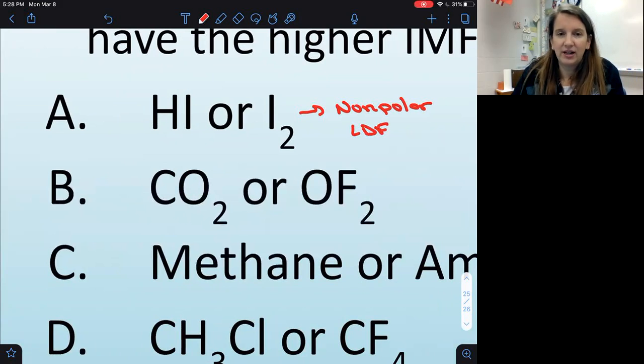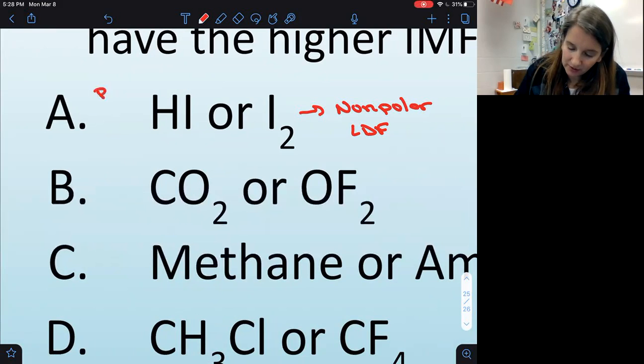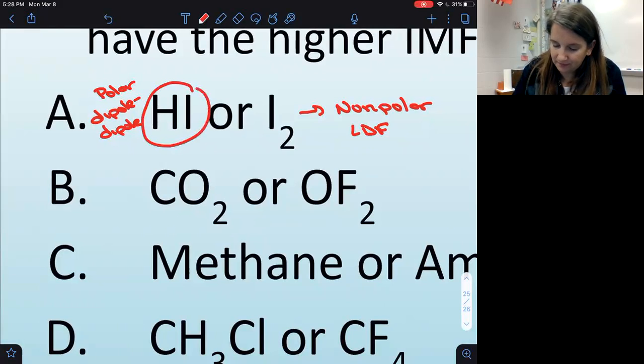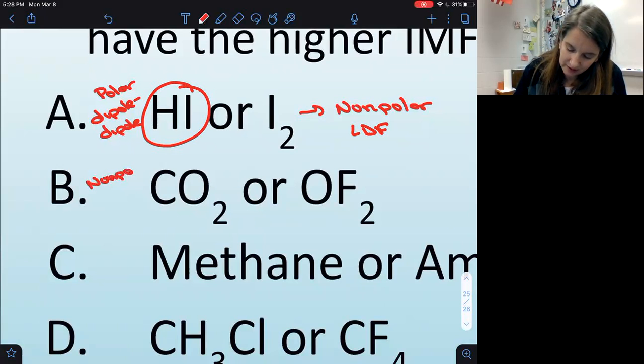I can look at HI, something like that really quick, and see that it would be an H bonded to an I. So this would be polar, which means that it would have dipole-dipole interaction. So of those two, dipole-dipole interactions and London dispersion forces, which one is stronger? The HI. We've already drawn CO2 a couple of times, so I know that this is going to be nonpolar, which means it's LDF.